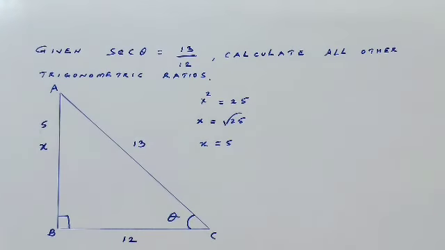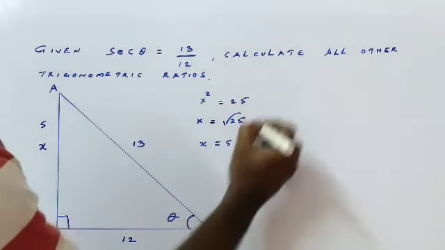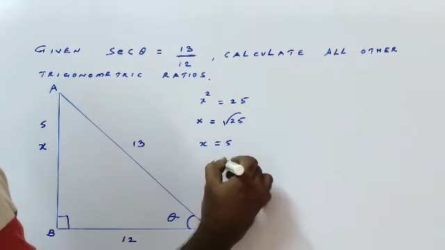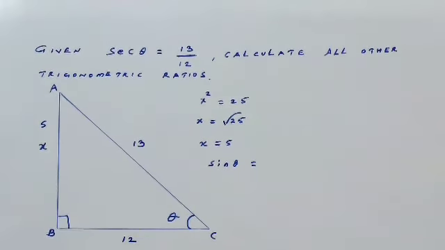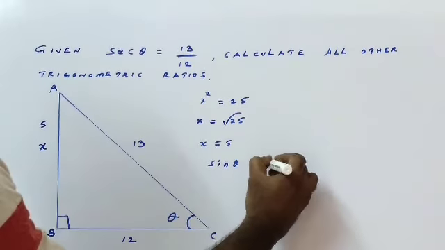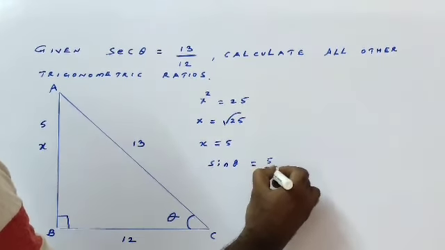X square equal to 25. So we need the value of x. Taking square root for 25 gives plus or minus 5. We can take only the positive value. So value of x is 5. Now they are asking all of the trigonometric ratios. First you find sin theta. Sin theta means opposite side by hypotenuse side. Here opposite side, that is 5, hypotenuse side, that is 13.